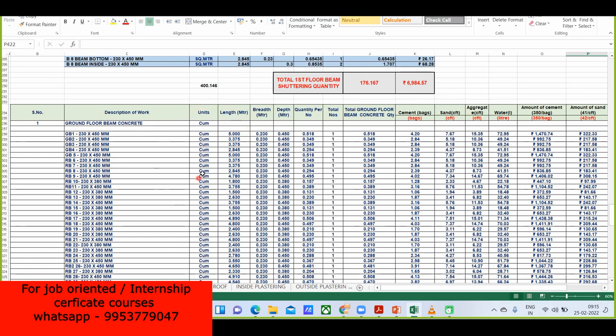You will find the units in cubic meter, what is the length of your beam, what is the breadth of your beam, what is the depth of your beam, what is the total quantity coming, how many numbers are there, what is the total beam concrete required. And corresponding to this 0.158 cubic meter of concrete, how much cement is required, how much sand is required, how much aggregate is required, and water.